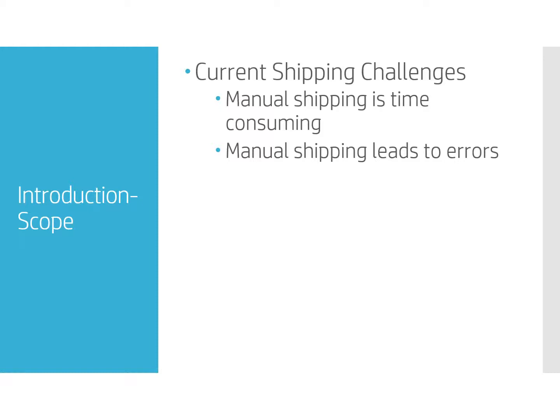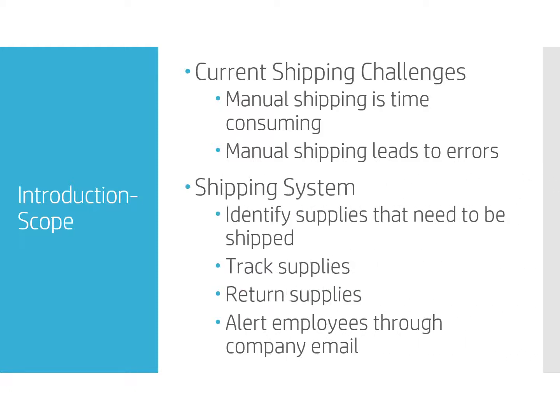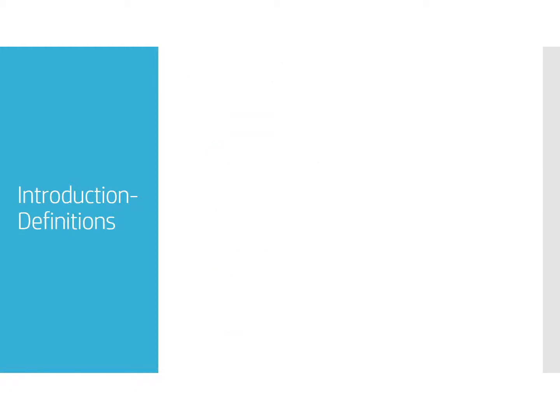Currently, the company experiences a number of challenges with the shipping that is done manually, including consumption of time and also mistakes in shipping that can be attributed to human error. The shipping system would identify the supplies that needed to be shipped. It would track the supplies and also identify supplies for return. And it would alert employees to action items through the company email.